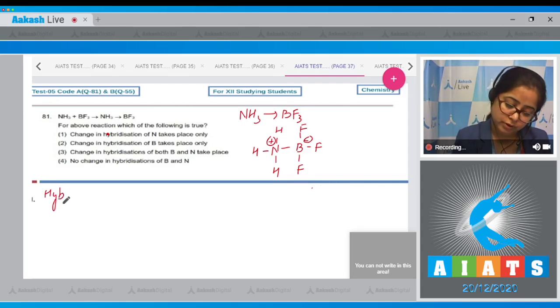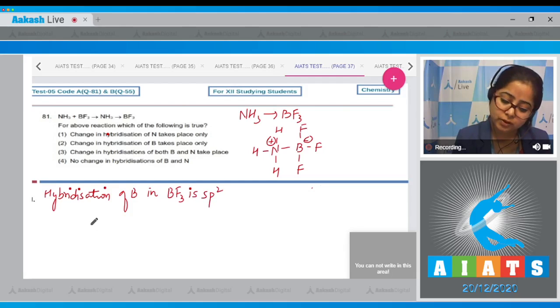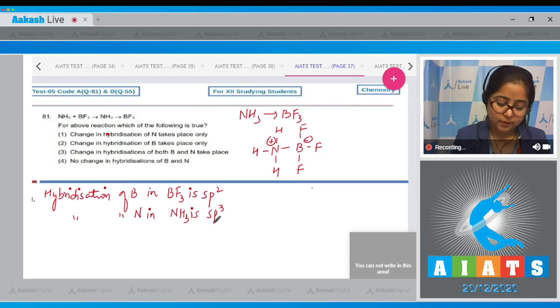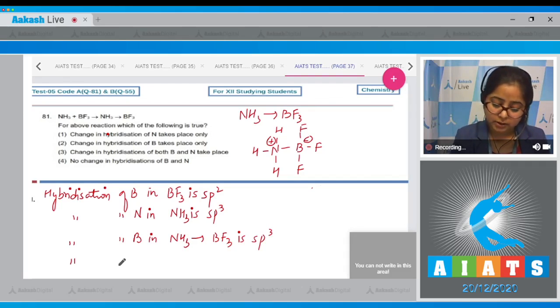So student, we know that the hybridization of boron in BF3 is sp2. The hybridization of nitrogen in NH3 is sp3. The hybridization of boron in NH3BF3 is sp3, and the hybridization of nitrogen in NH3BF3 is sp3.